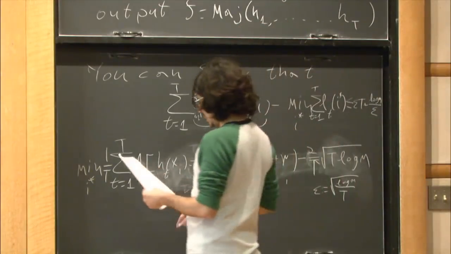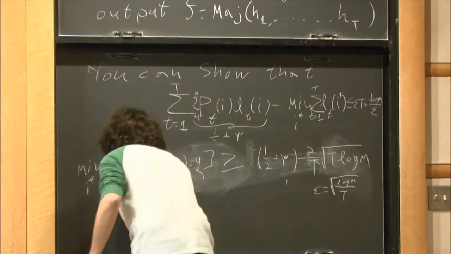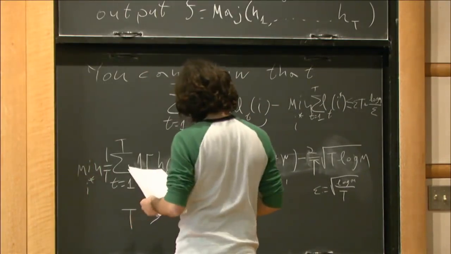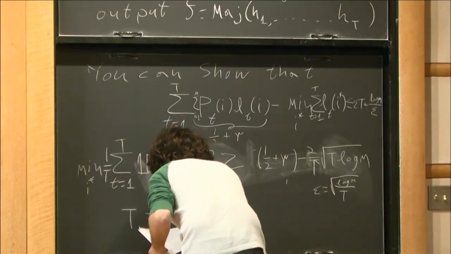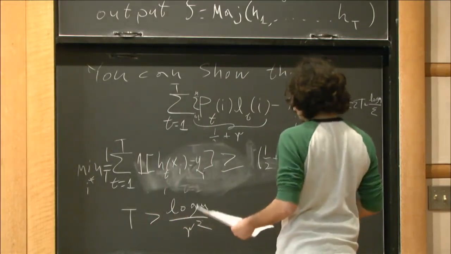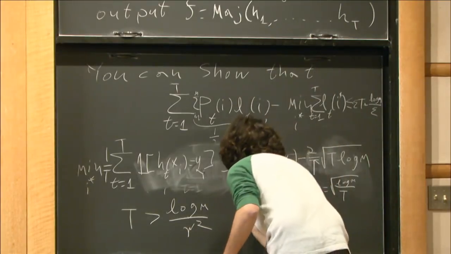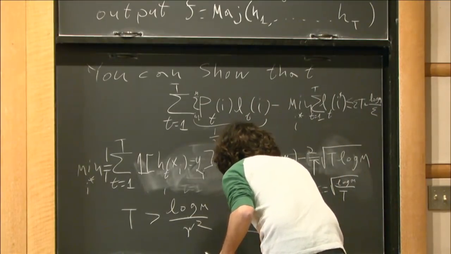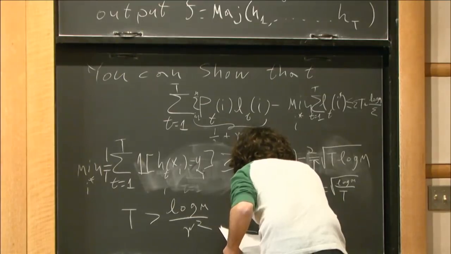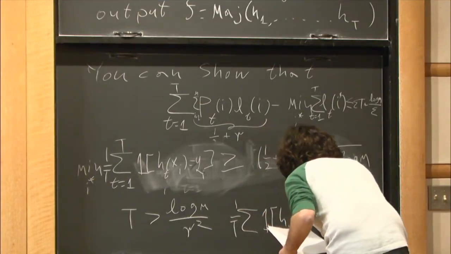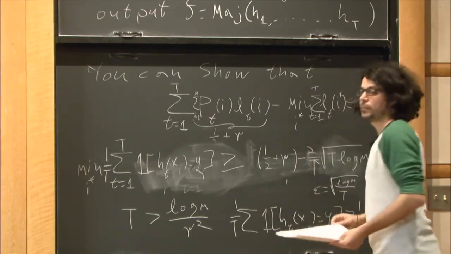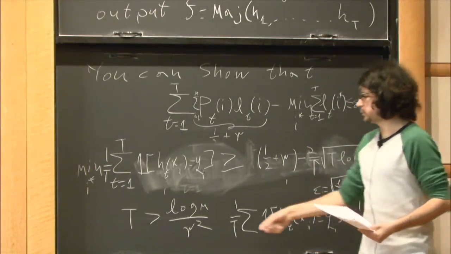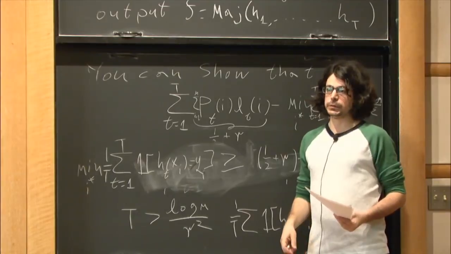Okay, so I'll just say how we need to choose. If you choose t to be roughly log m over gamma squared, then you would get that the majority is correct on every point. Okay. So this is how many iterations you need.